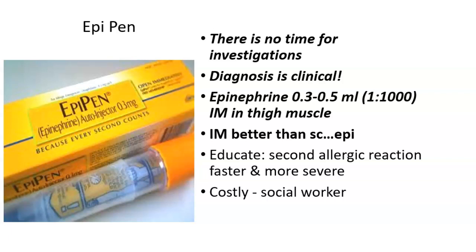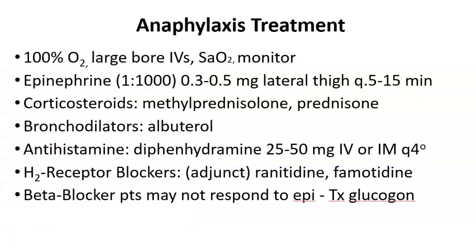When in doubt, give them the epi, right? If you think that they look like they're in anaphylactic shock, if you have reason to believe that they may have anaphylaxis, it is better to treat and worry about it later. So again, IV or IM is better. IM is definitely better than sub-Q. And again, the best treatment really is prevention. So what do we do, right? So 100% oxygen, give them the epinephrine, steroids.